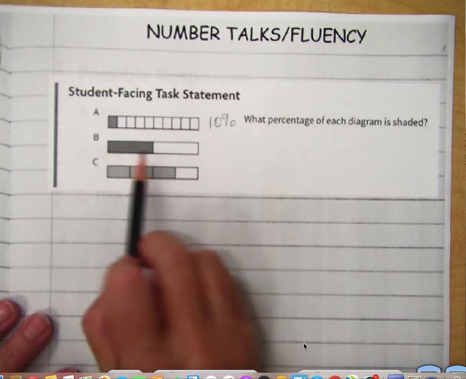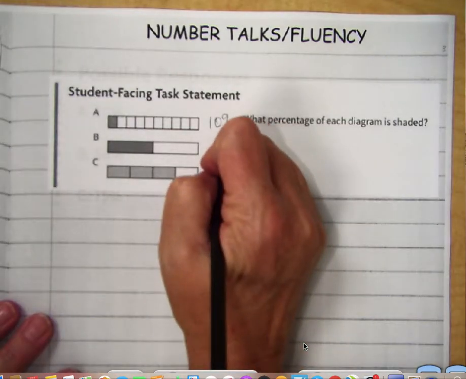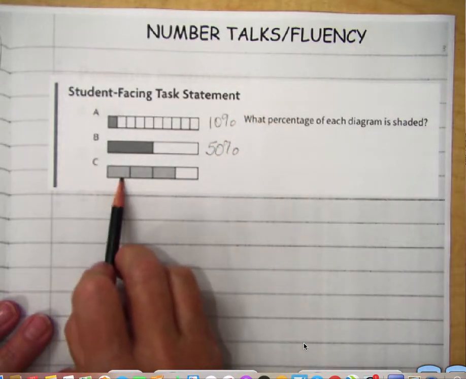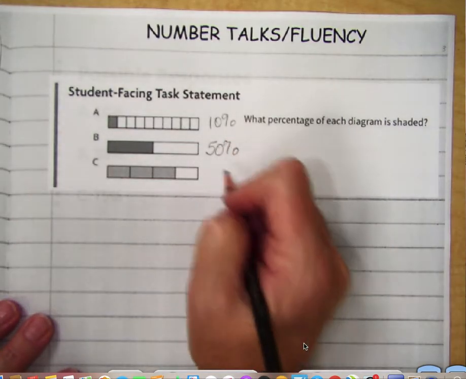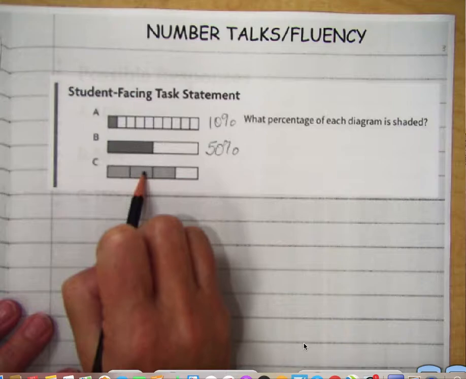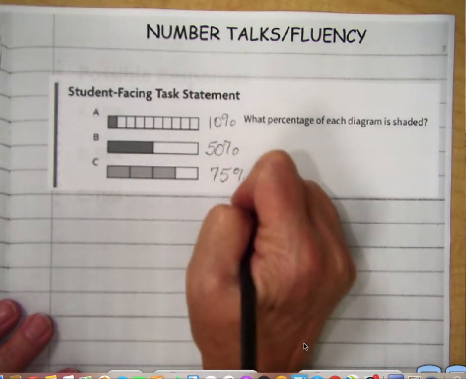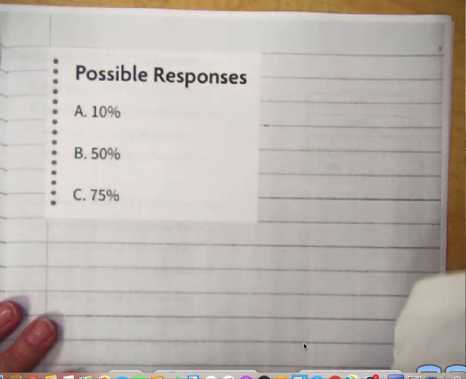Okay? This one takes 2 to make 100%, right? So 100 divided by 2 is 50. So that one is 50%. This one, there are 4 parts that make up 100. 100 divided by 4 is 25%. I have 3 of them. So this is 75%. Okay? Questions?